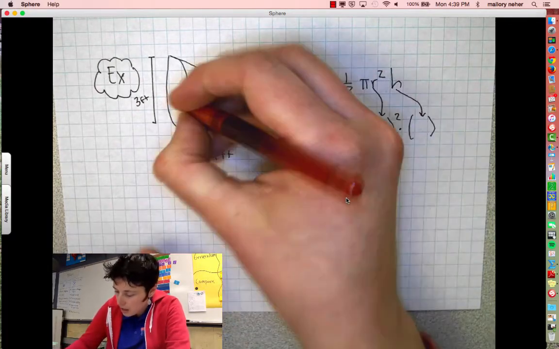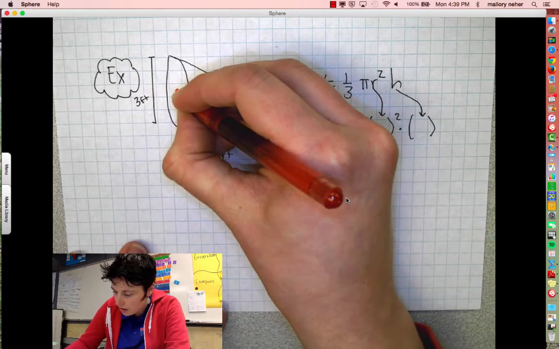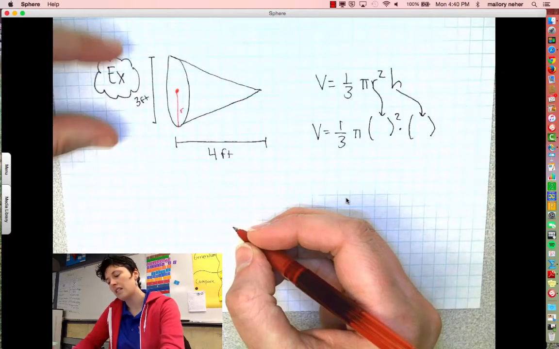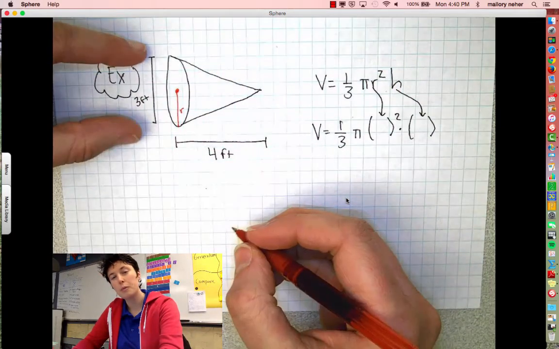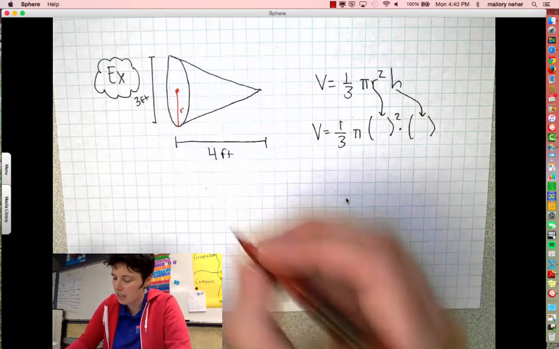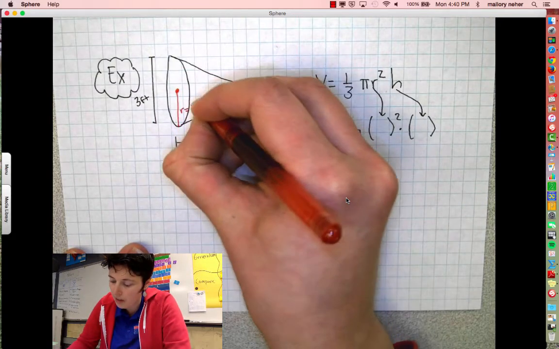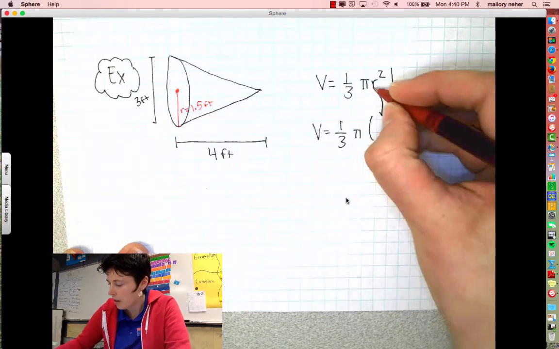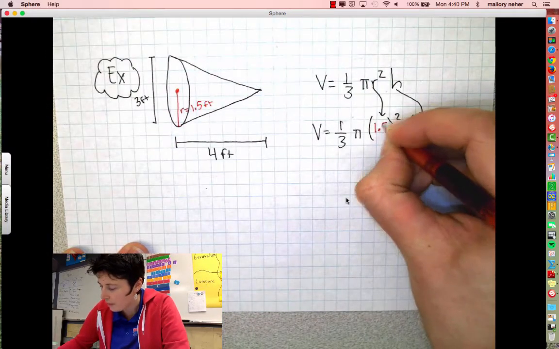The radius would be the distance from the center of the circle down. That's our radius. So if this whole thing has a distance of 3, that must be our diameter, 3 feet. The radius in this case is going to be 1.5 feet, half of that. So for r squared, I'm going to be putting 1.5 here.